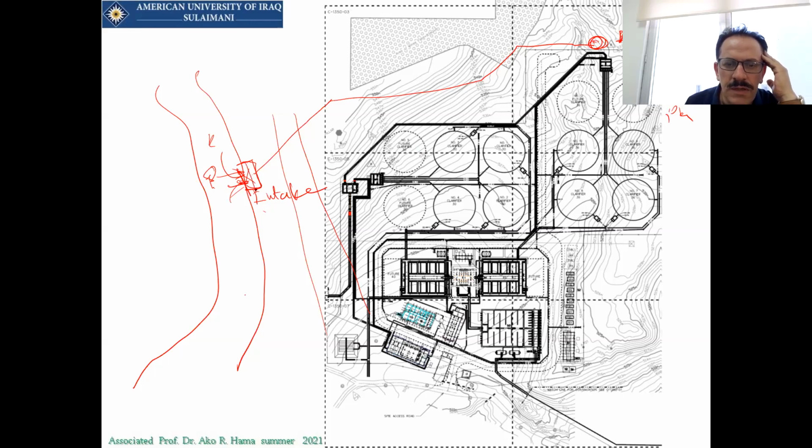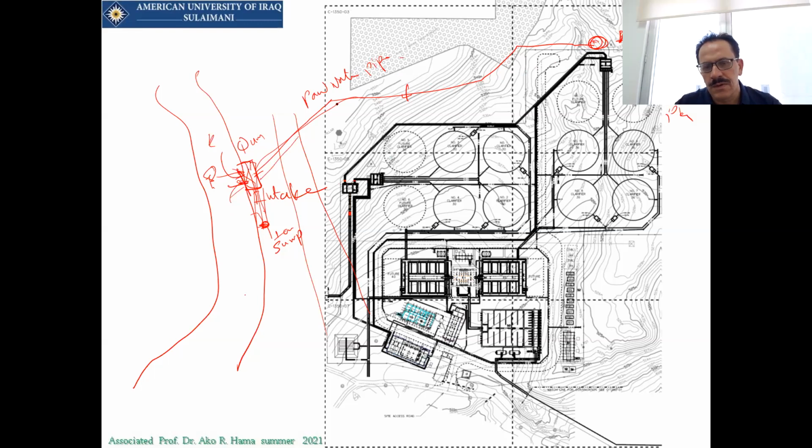There will be this intake, there will be a kind of pumps here, and there will be a tank. It's called sump tank. Then the pumps stay in this sump, and they will receive water from the river and then send it back to the water treatment plant via this pipe. This is called raw water pipe.